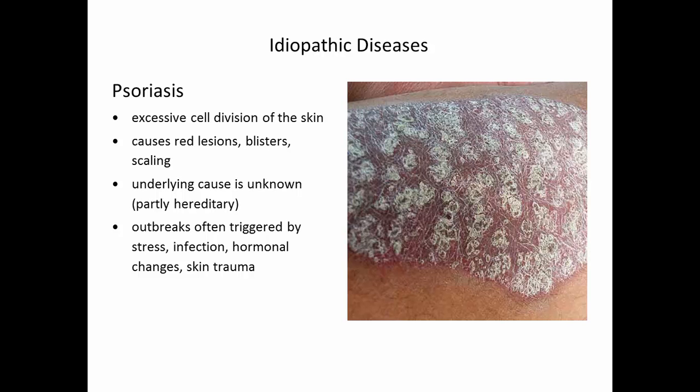There are some hereditary parts to psoriasis. It tends to run in families, but that's not the only factor. And again, psoriasis is something that can come and go. Outbreaks are often triggered by stress, by infection, hormonal changes, or skin trauma. So often by things that affect our immune system.